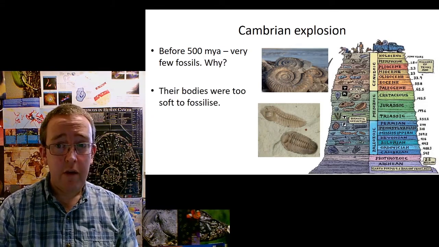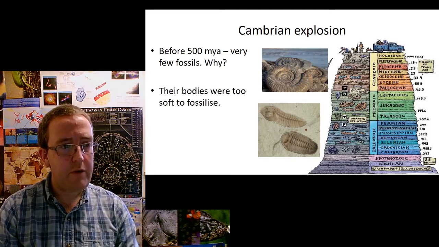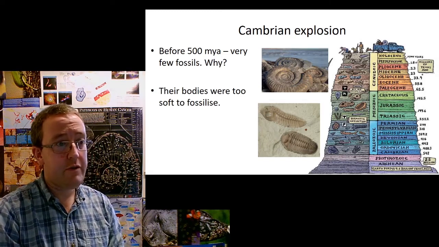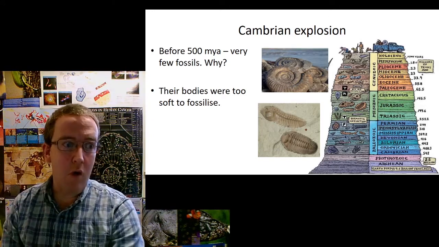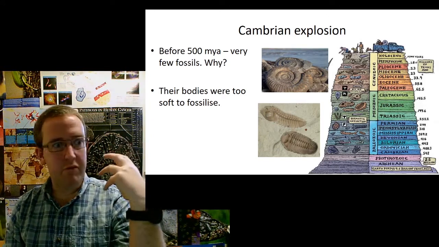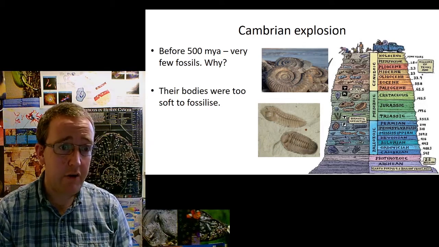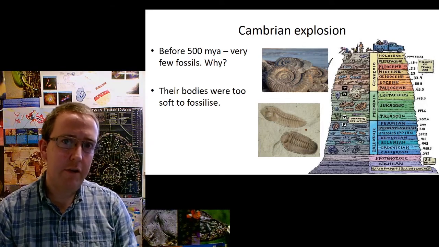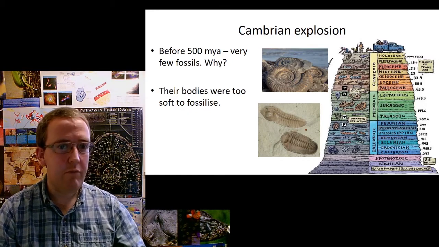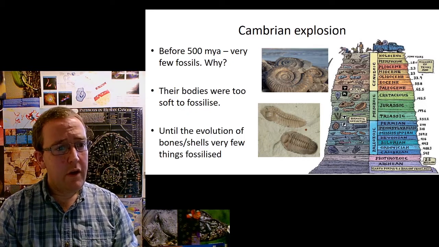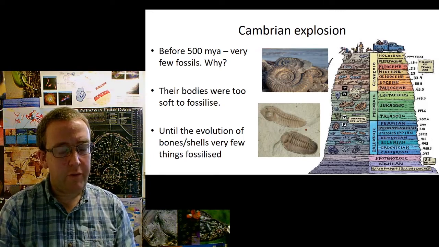Why was that? Well, the reason was that their bodies were actually too soft to fossilise, which I'm sure you could work out if you thought about it yourself. If you haven't got bones or a shell or anything hard, it's very unlikely that anything about you is going to fossilise. You're going to decay and move away. So until the evolution of bones and shells, very few things fossilised.